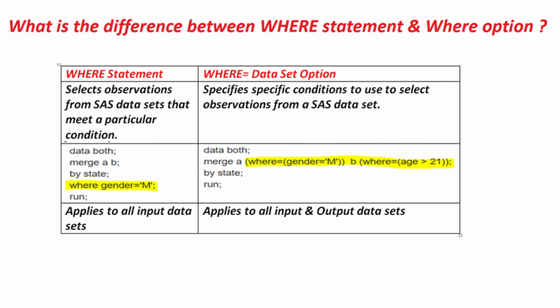What is the difference between where statement and where option? Where statement selects observations from SAS datasets that meet a particular condition, whereas where option specifies specific conditions to use to select observations from a SAS dataset. Where statement applies to all input datasets. Where option applies to all input as well as output datasets.